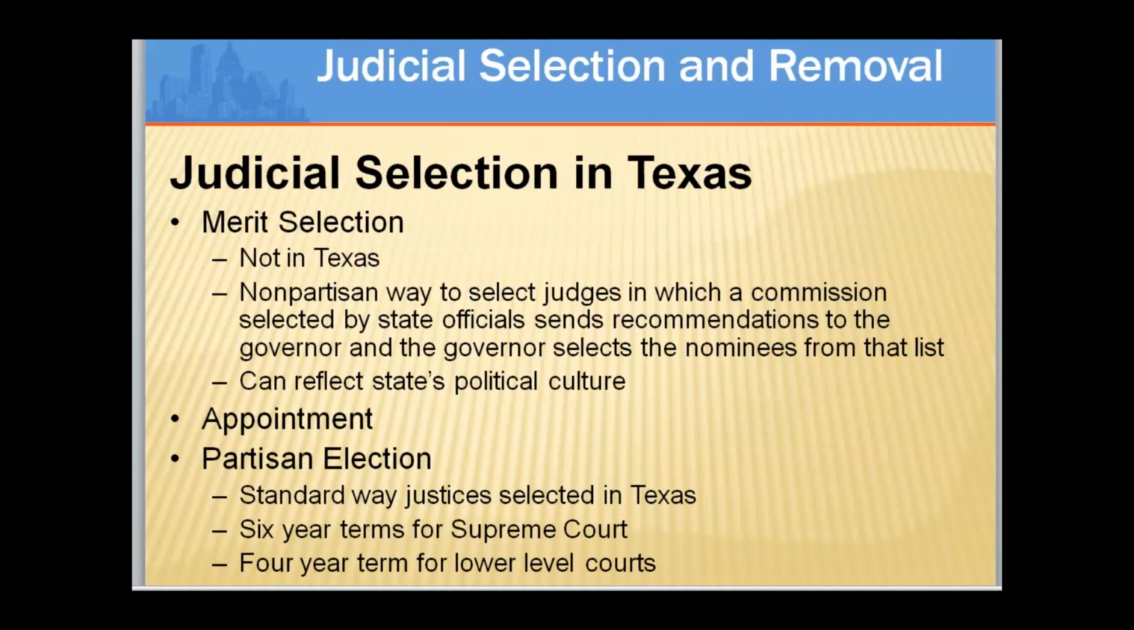Texas has used many methods of judicial selection. Today, all judges in Texas are chosen in partisan elections. The governor does have the opportunity to fill unexpected vacancies, but such appointed judges must run in the next election. Appellate court judges are elected to 6-year terms. Trial court judges are elected to 4-year terms.